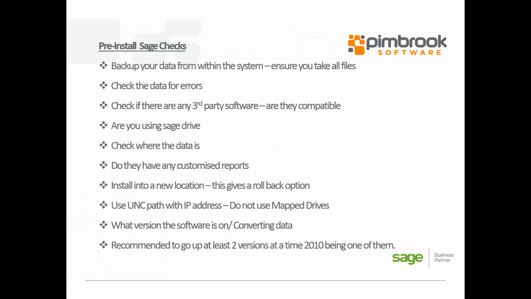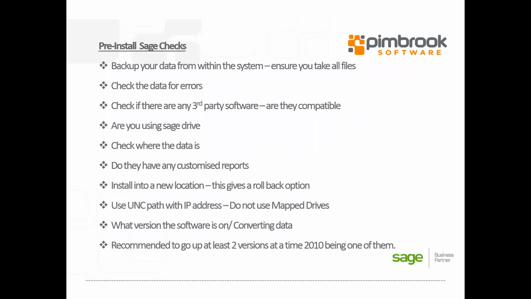Okay, so once you have it installed, then you have some pre-install Sage checks. Of course, we recommend that you take a backup from within the system, and you need to make sure that you take all your files. And if you've got multiple companies, take it for each company. In some cases, you might want to take a data-only backup, and then you can take a backup of everything excluding data, so that down the line, if you wanted to restore your archives, reports or layouts, you can do this.